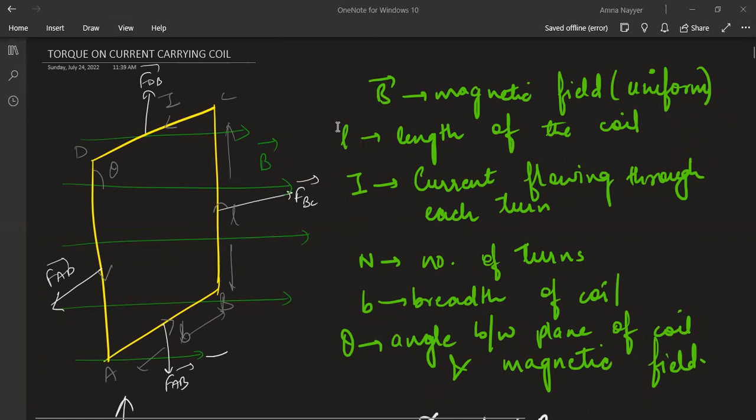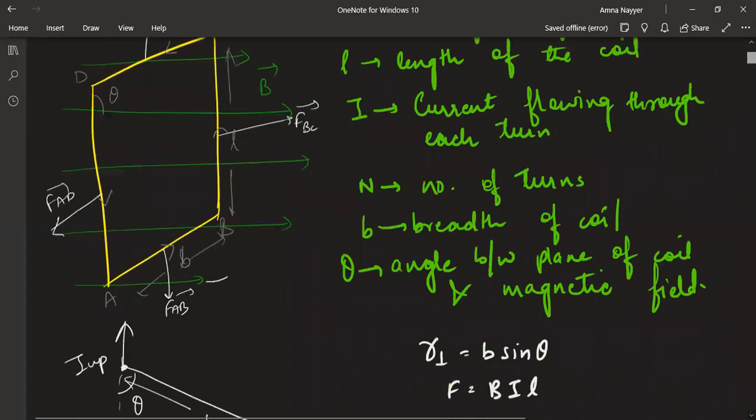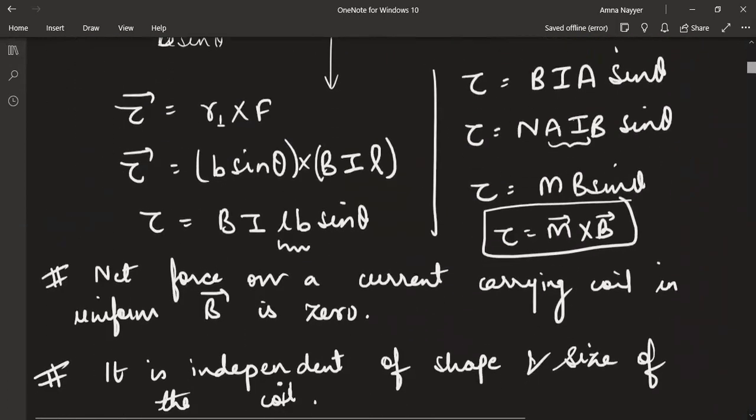Okay, now torque on a current carrying coil. So this is a rectangular coil on which forces are exerted. So this derivation can also be asked to you. Torque's derivation can also be asked to you.